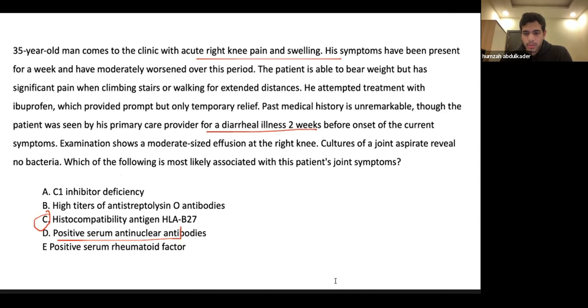Enteropathic arthritis. Honestly, even if it could be enteropathic arthritis, I'm not sure about that. I don't think so, but I wouldn't really be able to answer that question. I'm sorry.